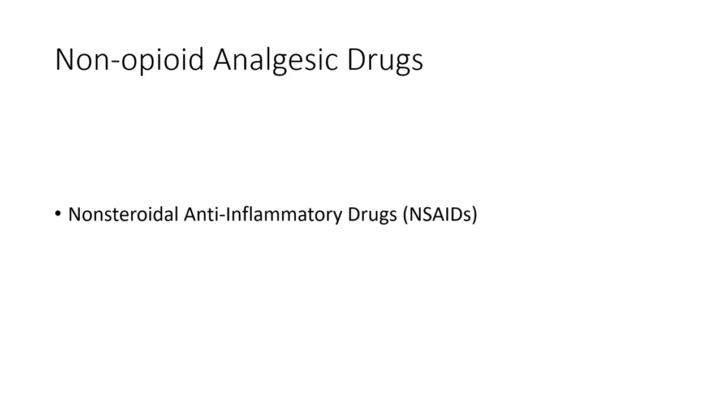Many of these drugs have the drug stem of Profen. However, not all of them have the drug stem of Profen. There are a few other drug stems. They're mostly used to treat mild to moderate pain. They block the production of prostaglandins, and that results in the reduction of pain and inflammation.